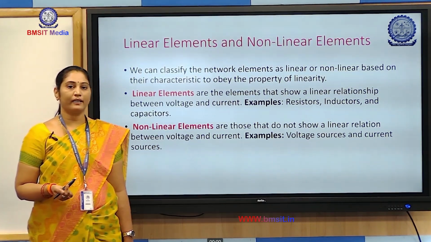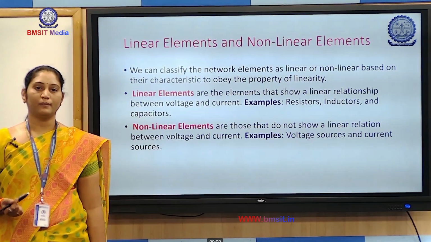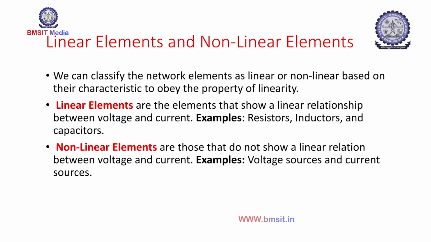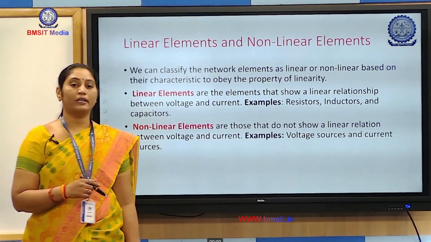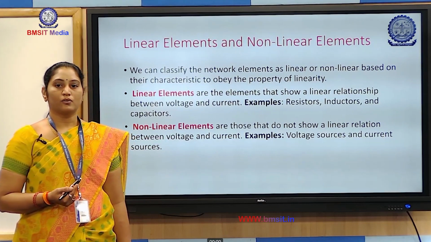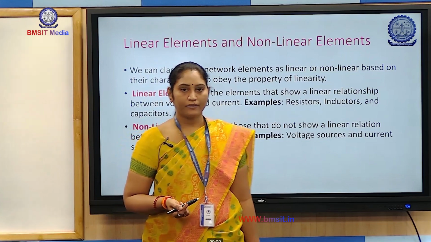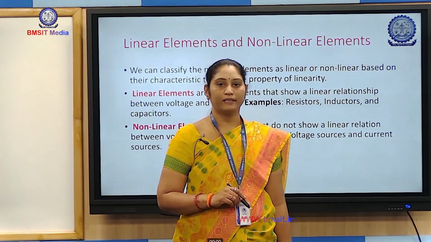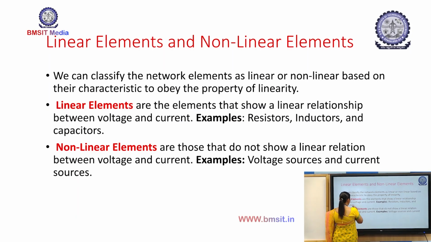When linear elements are present in a network, we call it a linear network. When non-linear elements are present in the network, we call it a non-linear network. So what are the linear elements? These are the elements that show a linear relationship between the voltage and the current. If in any electrical circuit there exists a linear relationship between the voltage and current, then we call that a linear network. This is possible when the network includes linear elements.